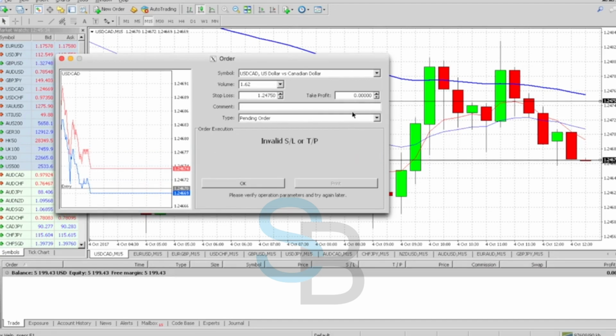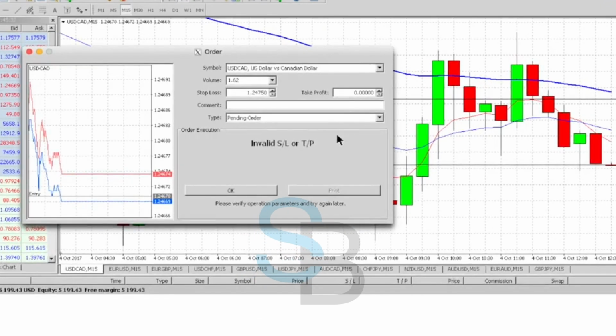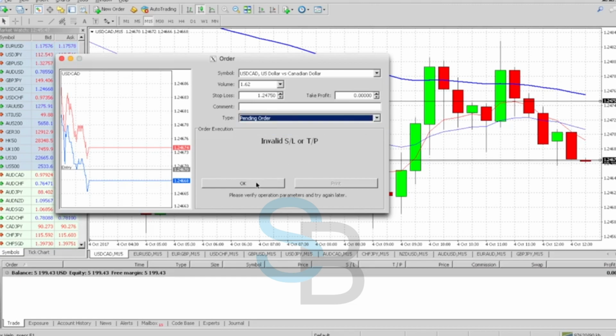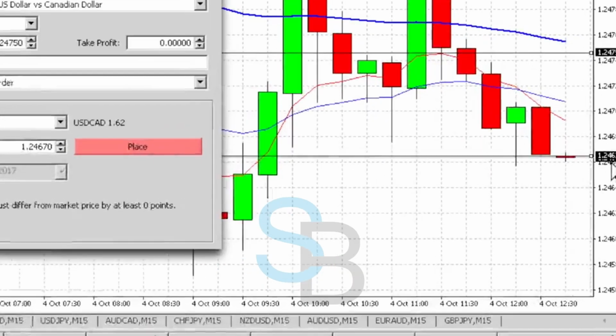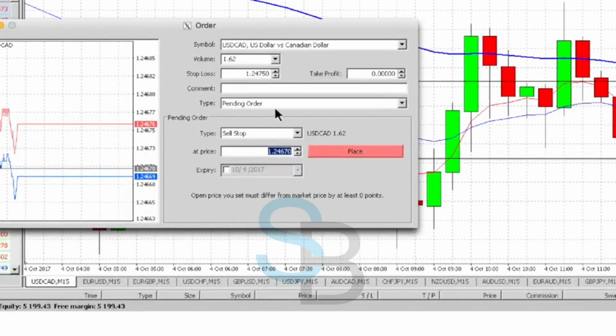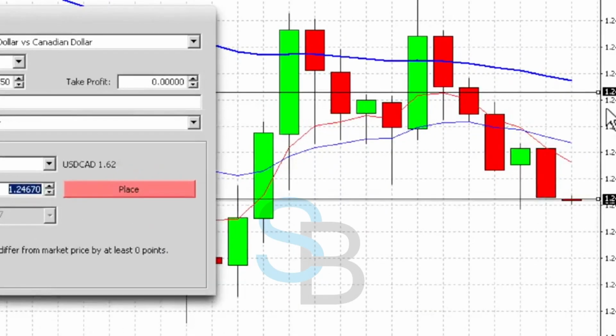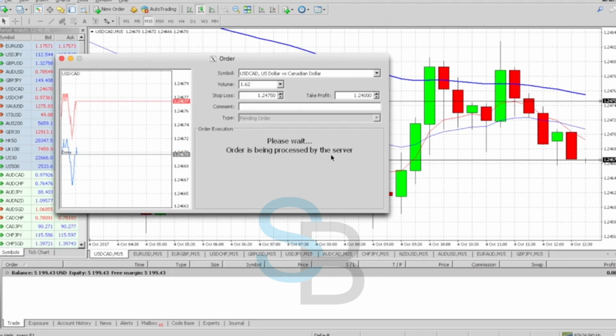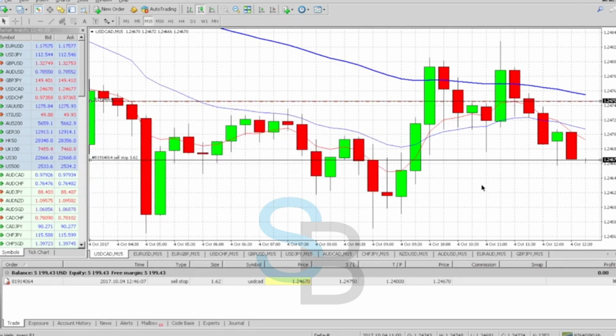I'll place my trade. Oops, I gotta do that again. So now we can see the price is 1.2467. Stop loss 2475. My take profit, I'm just gonna put it at 1.2400 for now. I'm gonna change it later on. I'm gonna place my trade. There we go. So my trade is in.